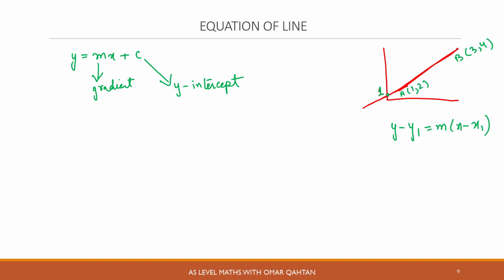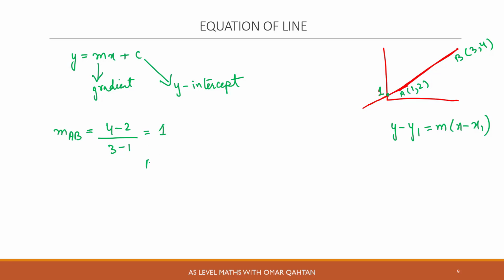We have the coordinates A(1, 2), B(3, 4). First we will use these for finding the gradient, and the gradient will be 4 minus 2 upon 3 minus 1, which is 1. Now we have to substitute the value of the gradient in this equation, and any one coordinate, either you take A or B, it's up to you. No hard and fast rule here. You can use any of the coordinates in your equation.